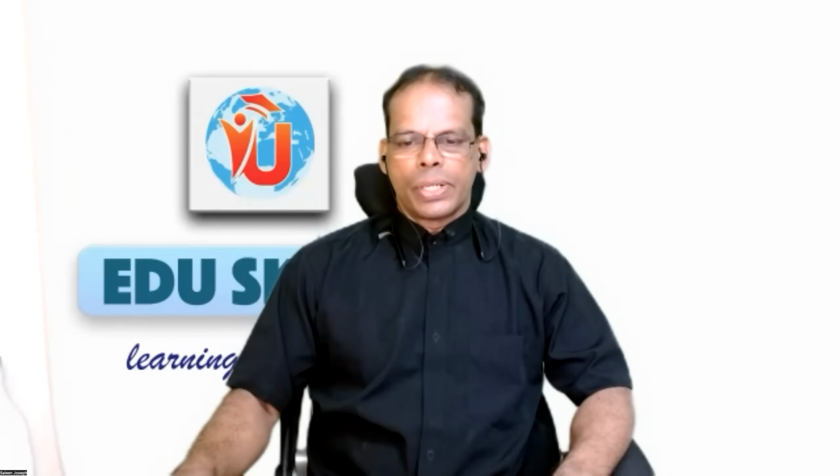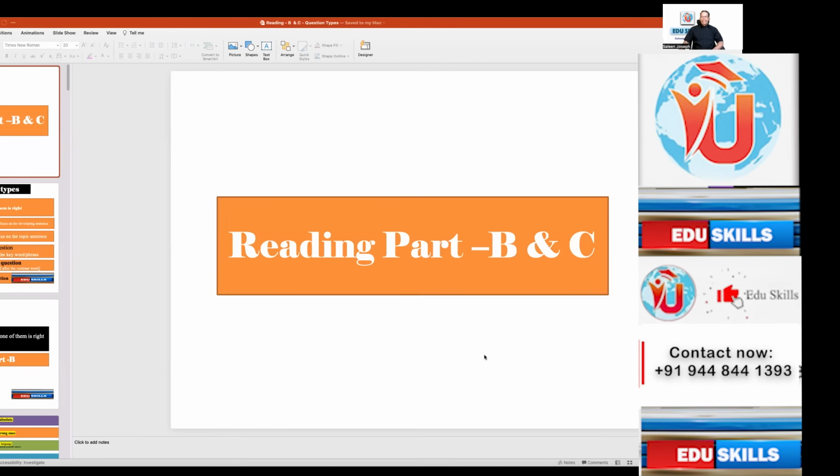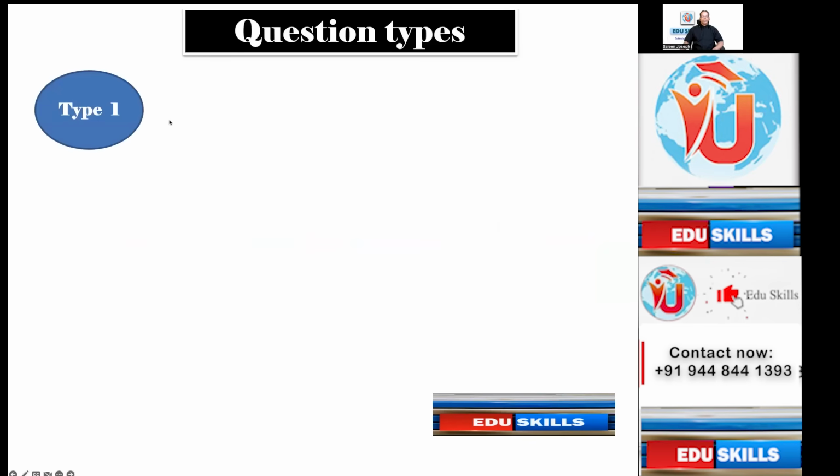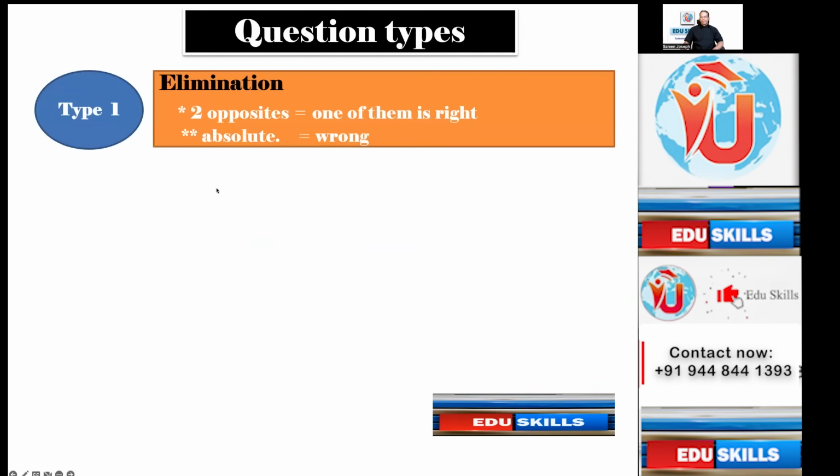Today is a special session, reading subtests and various types of questions. So reading part B and C will be going to the different types of questions. And normally there is no difference as regards the strategies that you need to apply. Reading part B or C, it goes almost 95% same. Maybe a couple of questions we'll be taking.